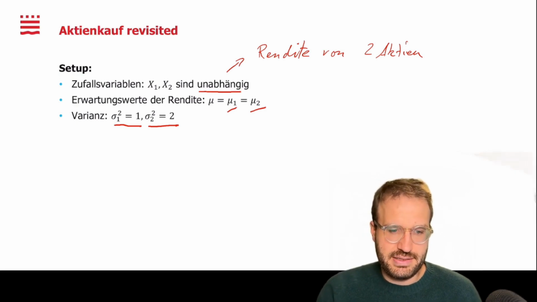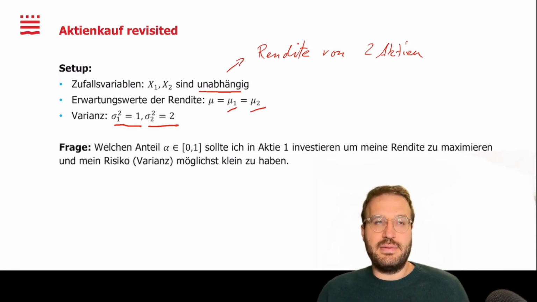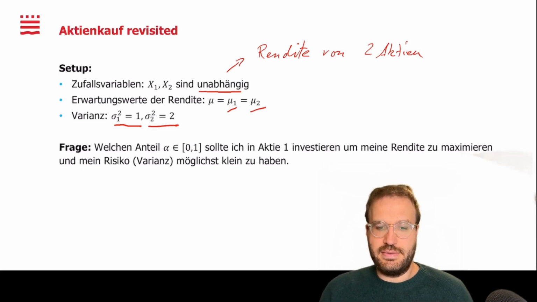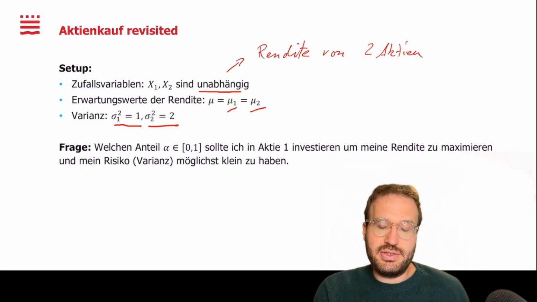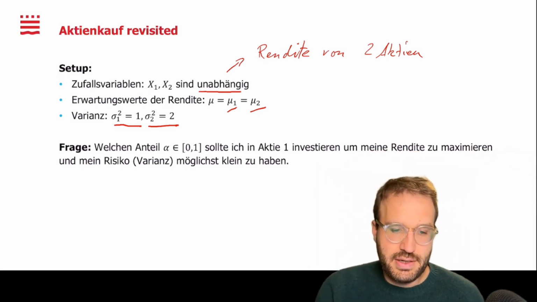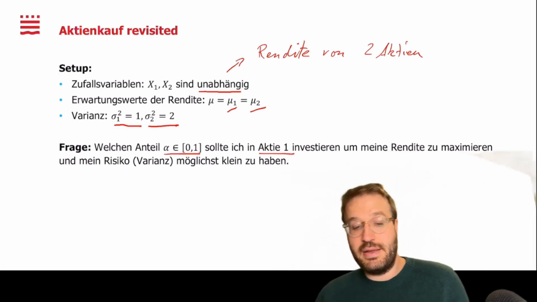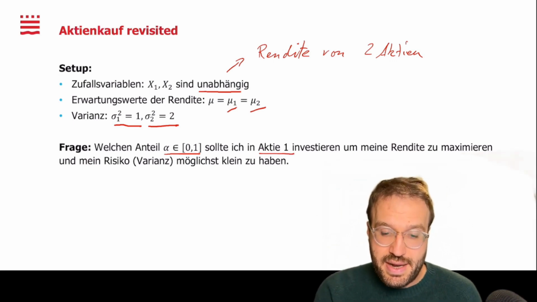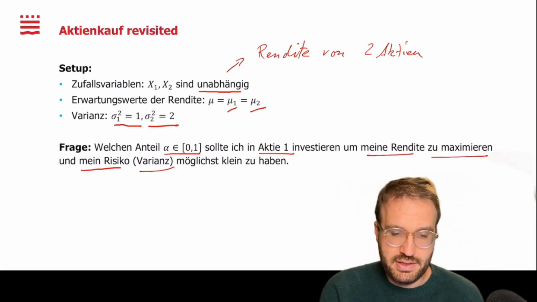And the question now is, we have an amount, let's say, or we have a ratio and we want to invest a certain percentage in stock 1 and a certain percentage in stock 2. And the question is, what percentage or what share alpha in the range of 0 to 1, how much should I invest in stock 1 and correspondingly 1 minus alpha in stock 2 in order to maximize my return while minimizing my risk, which is essentially my variance.